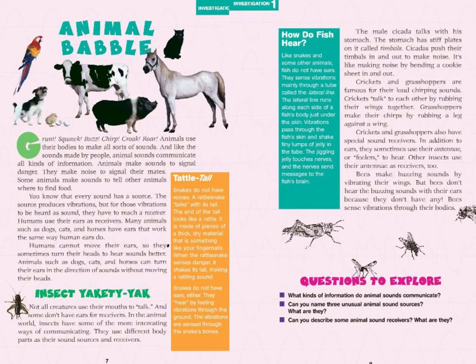Questions to explore. What kind of information do animal sounds communicate? Can you name 3 unusual animal sound sources? What are they? Can you describe some animal sound receivers? What are they? These are some of the questions that you can think about for us to discuss next time we meet for science. We will continue to investigate vibrations and will learn more about sound source and receiver.